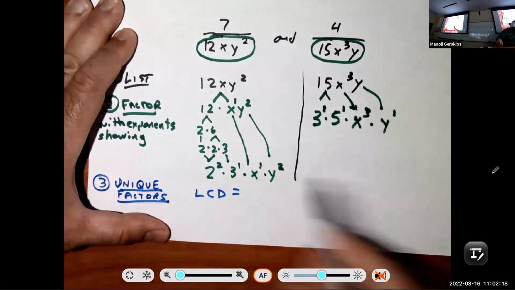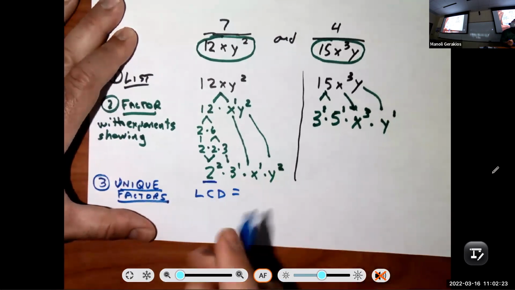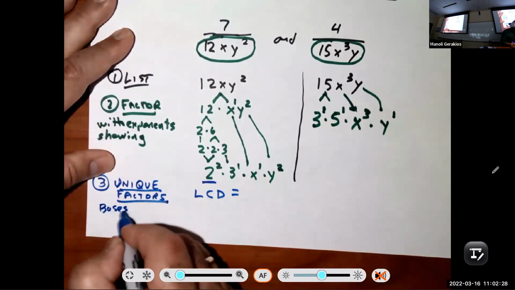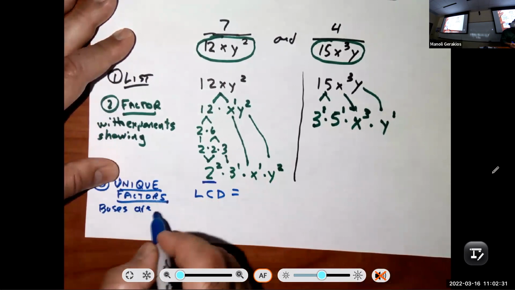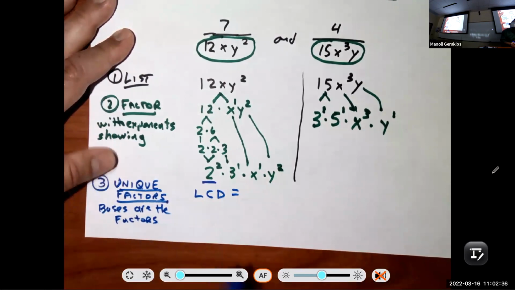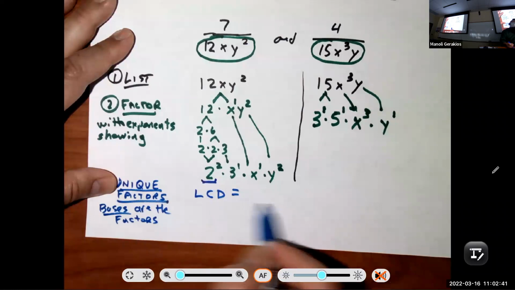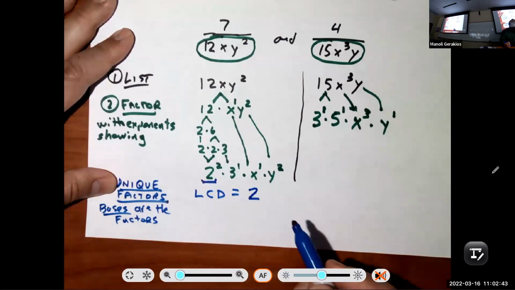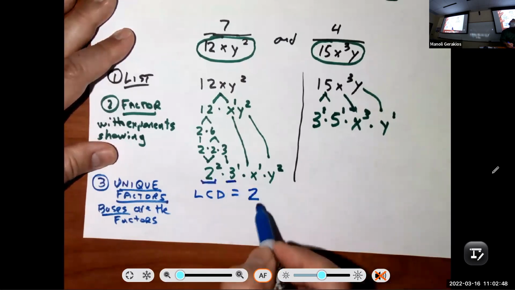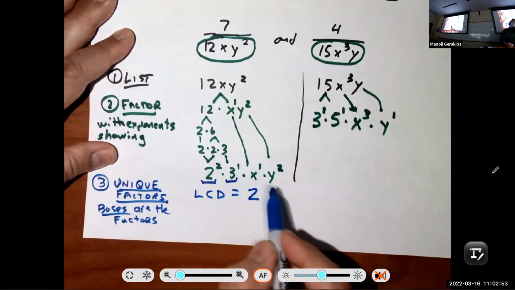So like here's the 2 different kind of factor trees I have. See how the bases of the exponents are the factors. Let me write that in. Bases are the factors. The bases are the factors. So I go, 2's, are they in here yet in the LCD? No, 2's need to be represented. That's what you're doing. You're representing one of everything different. Are 3's in here yet? In here, in this blue thing? No, so I need 3's to be represented.